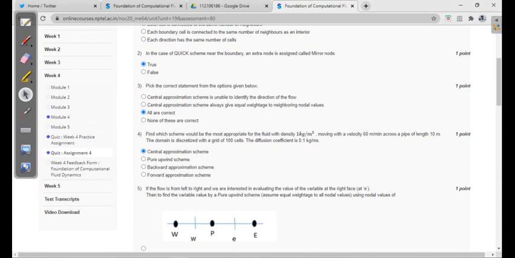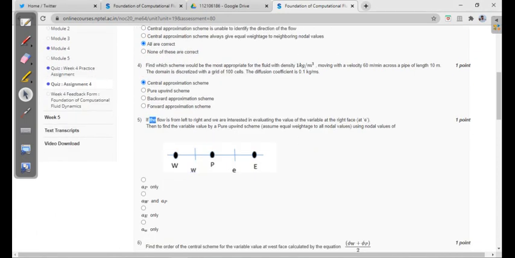Question 5. If the flow is from left to right, then in the pure upwind scheme using nodal values, the correct answer is AP. If the fluid flows right to left, then the correct answer is AE. In this question, the correct answer is first.